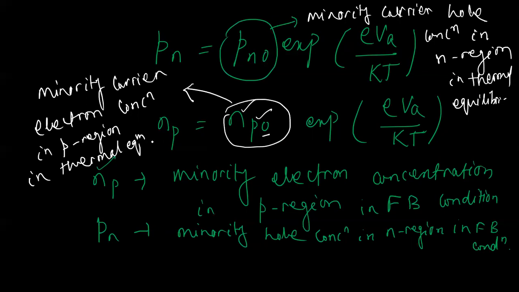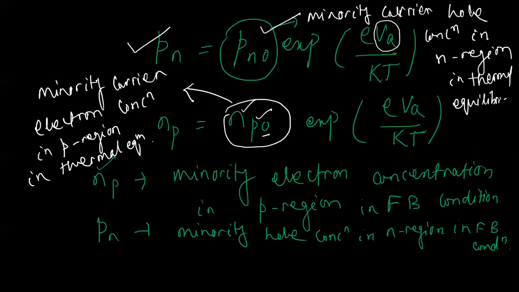So this way we can establish the relation between the non-equilibrium minority carrier concentration and how it depends on the equilibrium minority carrier concentration when a forward bias voltage Va is given. So this is the objective of our video today. We established the relation between the minority carrier concentration in non-equilibrium to that in thermal equilibrium.